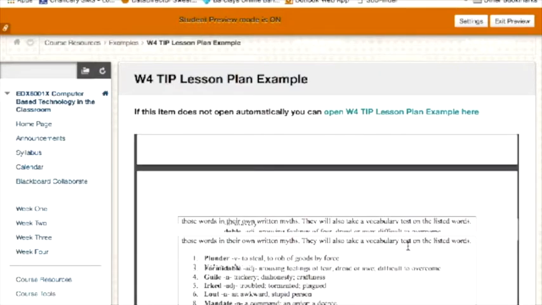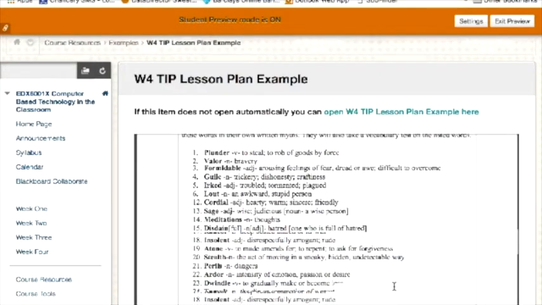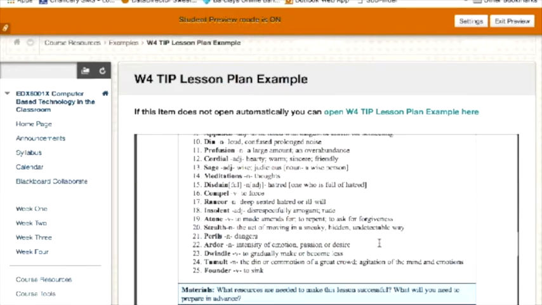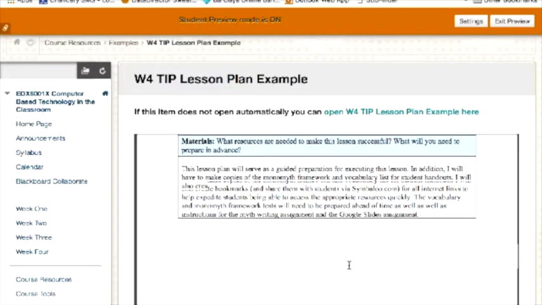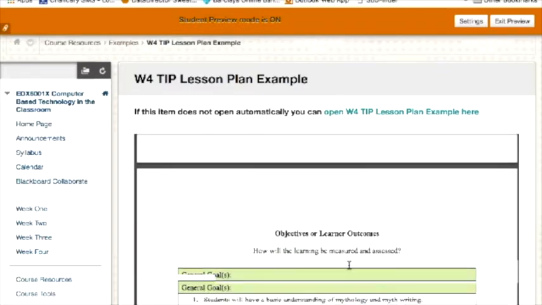Vocabulary words, pretty straightforward, list them out, the vocabulary words that they will need to do your project with. Materials, pretty straightforward, normal stuff.